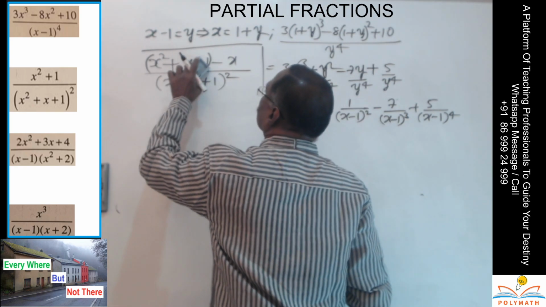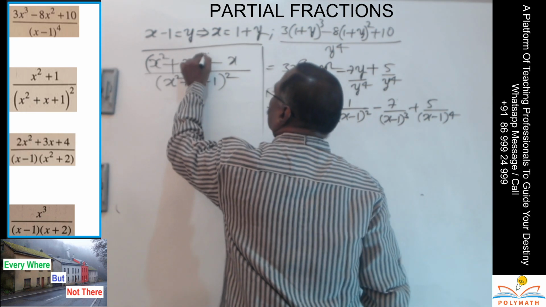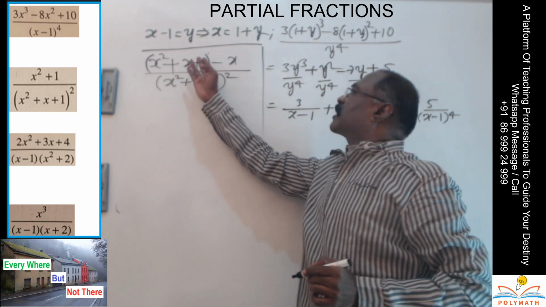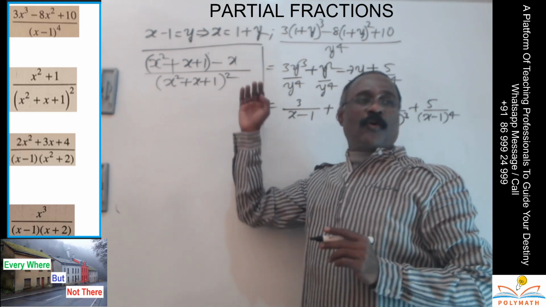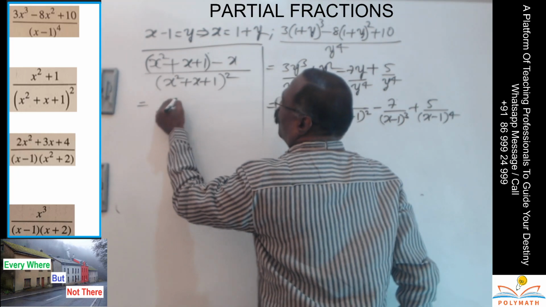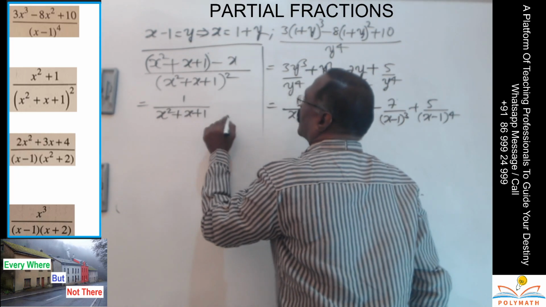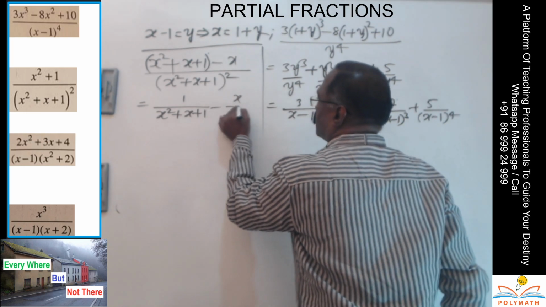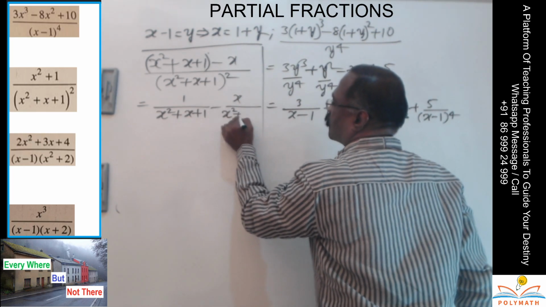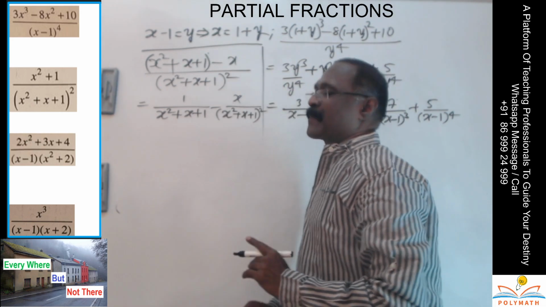Split it, please. If you split it, what do you get? x squared plus x plus 1 divided by (x squared plus x plus 1) whole square. Split it. Then what are you getting? 1 upon x squared plus x plus 1 minus x upon (x squared plus x plus 1) whole square. Done, please. It is done.